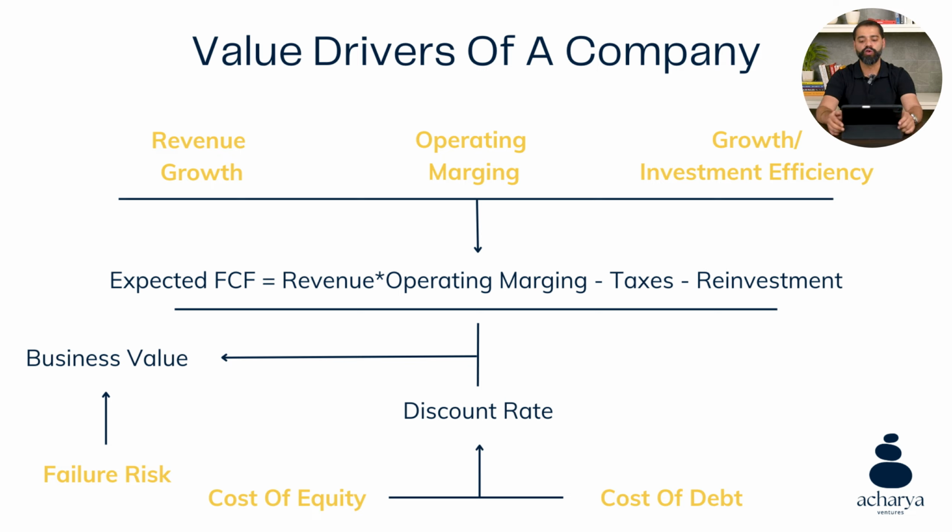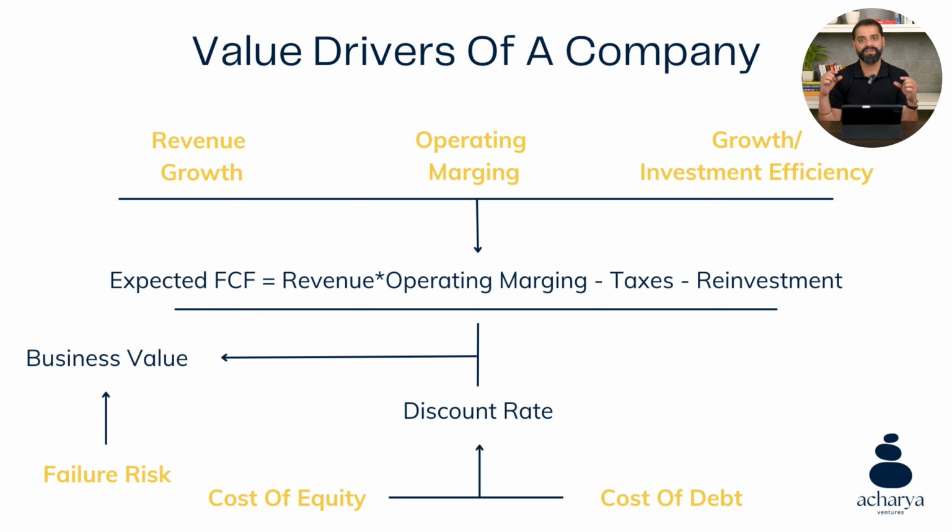The third is the growth or investment efficiency, meaning how are you investing the money that your company is generating into future growth? What are the assets that you're buying? What are the new product lines that you're starting? Where is that cash flow going? And how efficient is your revenue growth from that extra cash flow that your company is going to start generating, right? So these 3 drivers give us the basic expected cash flow of your company. Revenue times operating margin, minus taxes, minus reinvestment. That is the free cash flow of your company.